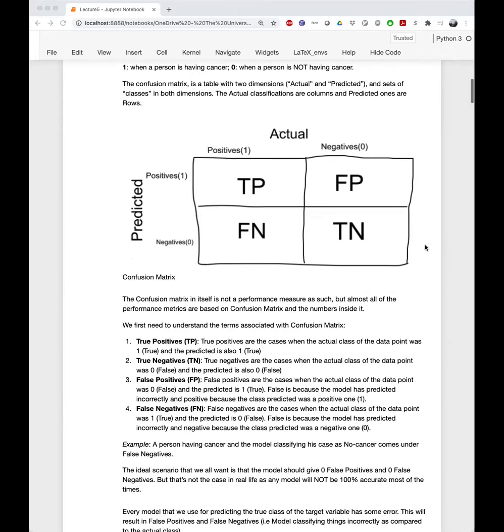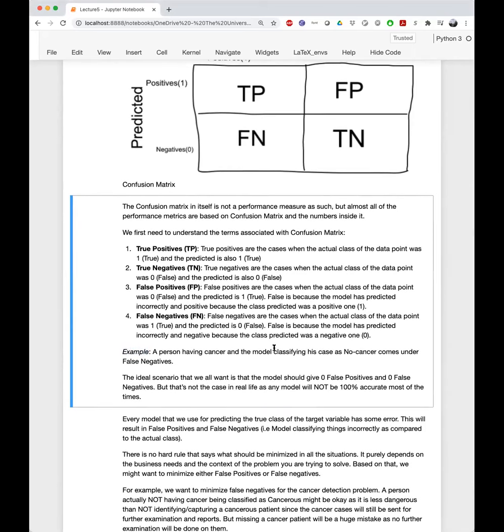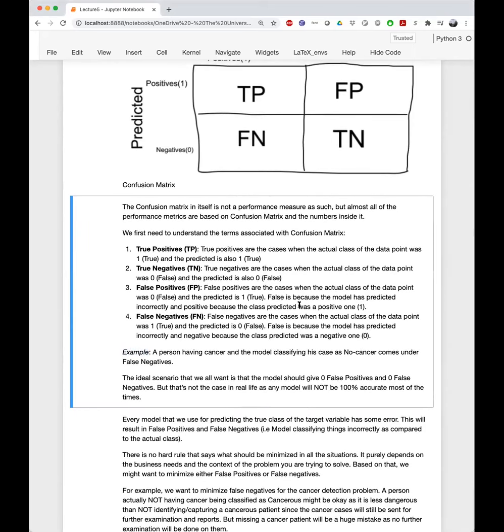So again, the definitions of TP, TN, FP, FN are here. Let's look at a particular example. Suppose a person has cancer and the model classifies his case as no cancer. Which of these cases should we use: TP, FP, FN, or TN? Which one should we use?